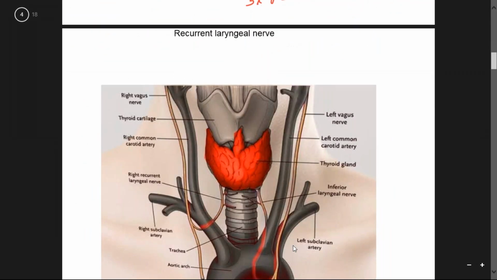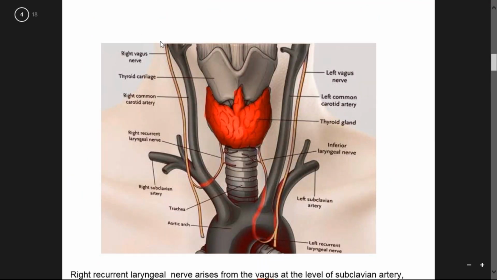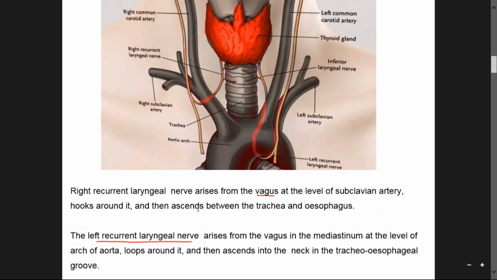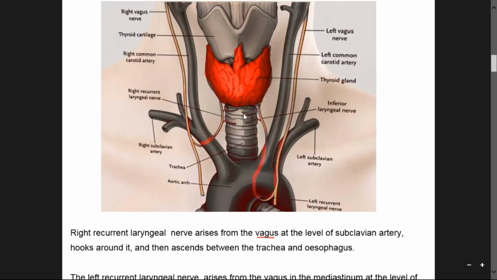Now coming to the recurrent laryngeal course, as I told you, this is the right vagus nerve, this is the left vagus nerve. As you can see, the recurrent laryngeal on the right side arises below the subclavian, whereas on the left side it arches around and arises from the arch of the aorta. So it has a longer course. Let me read this out for you. The right recurrent laryngeal nerve arises from the vagus at the level of the subclavian artery, hooks around it, and then ascends between the trachea and the esophagus. Obviously this is the trachea, behind will be the esophagus, so it runs up like this.